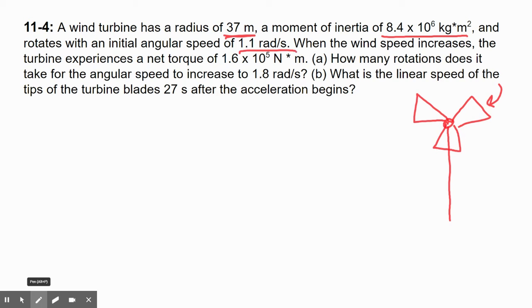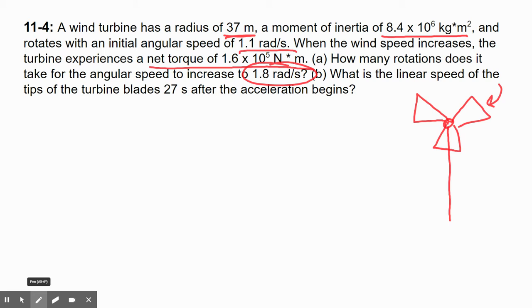So as the wind speed increases, we now have a net torque listed here. We want to know how many rotations it will take for that angular speed to increase all the way to 1.8 radians per second. And we've been given a lot of information here, but this isn't so bad. So we're going to find the rotations needed for the speed to increase to 1.8 radians per second. And then after that, we're going to find the linear speed of the tips of the turbine blades 27 seconds after that acceleration actually begins.